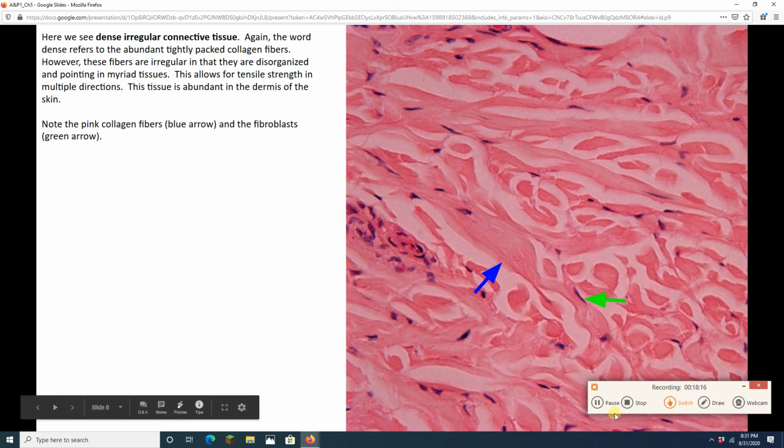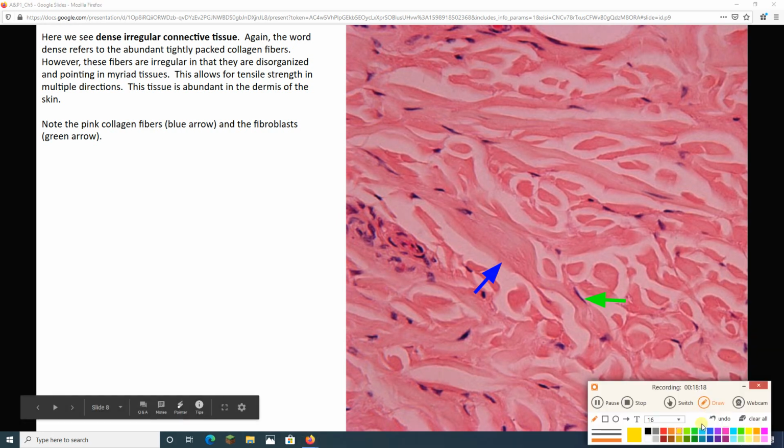I actually just saw a typo on my slide here. This word tissue should read directions. They're pointing in myriad directions. This gives us strength in many directions.